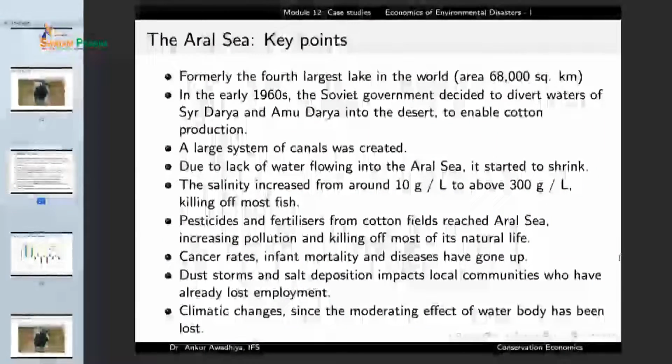So in the 1960s, the Soviet government decided to divert the waters of Syr Darya and Amu Darya into the desert to enable cotton production. So the water that is getting into the lake is now diverted. A large system of canals was created. Due to lack of water flowing into the sea, it started to shrink.